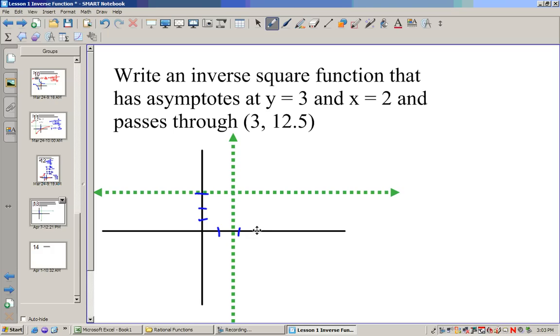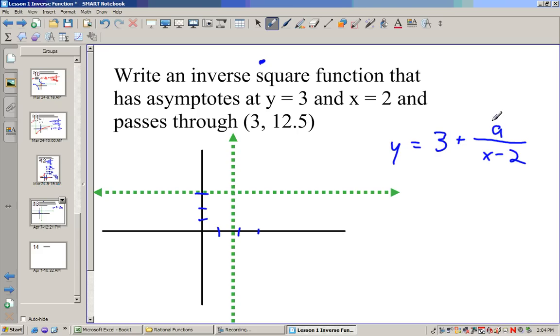So 3, 12.5 would be up pretty far. Let's put it up there. Now, my equation, so it's y equals 3, it should be 3 out front, plus, if it passes through 2, it should be x minus 2 down here. Now we need to figure out what will go there, so that's 3 and 12.5.